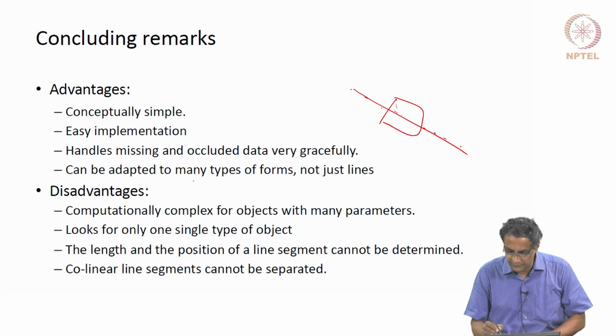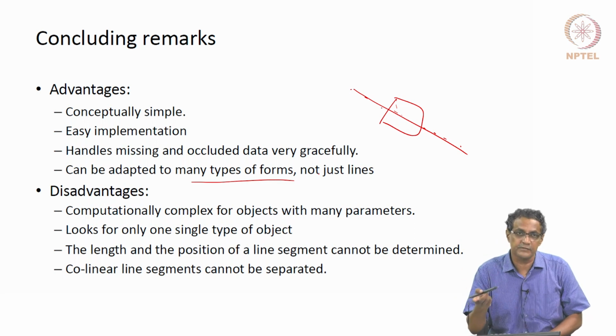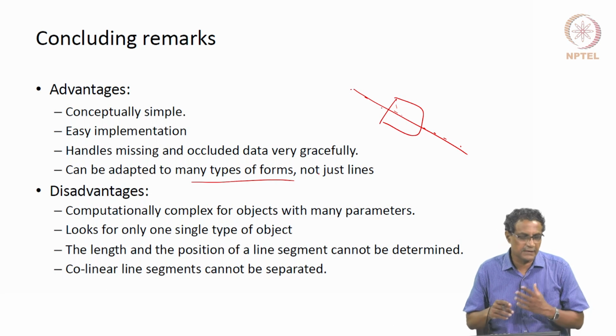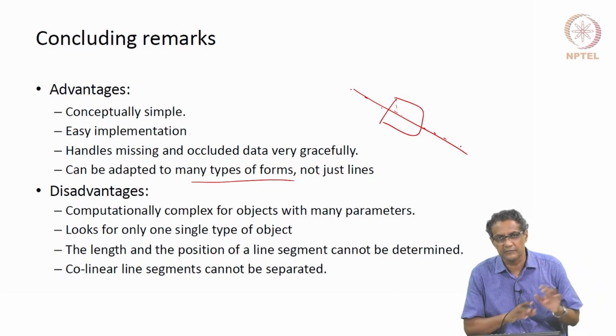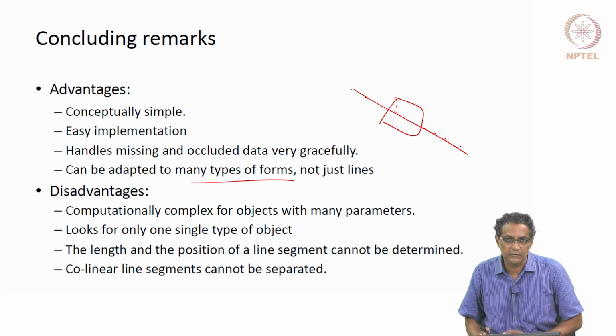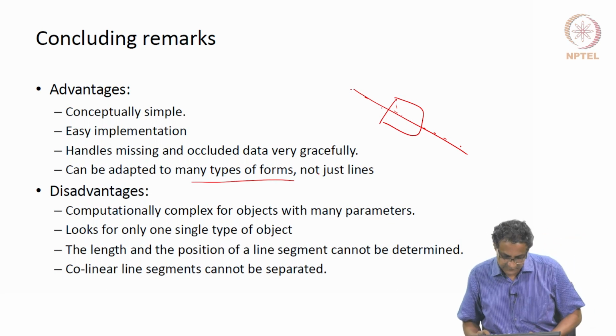And it can be adapted to many types of forms. So you can think, if I had circles, you can have a Hough space for circles, and you can have a Hough space for ellipses, which is all there, by the way. The disadvantage is that the more complex the object becomes, the more involved the parametric form can be. This was a line, and my idea in talking about it was simply to convey the underlying principle of the Hough transform. But you can always escalate it and go to other objects.